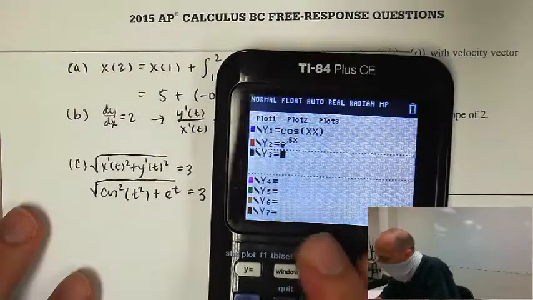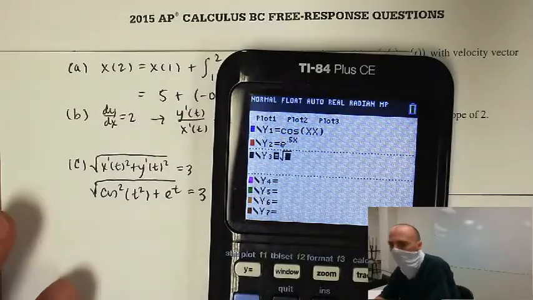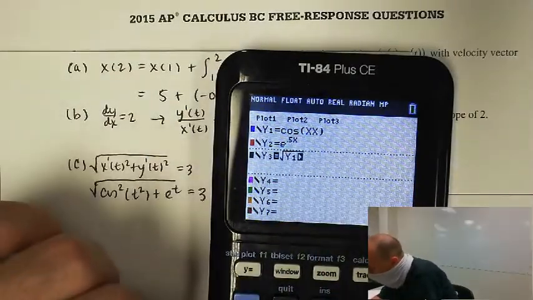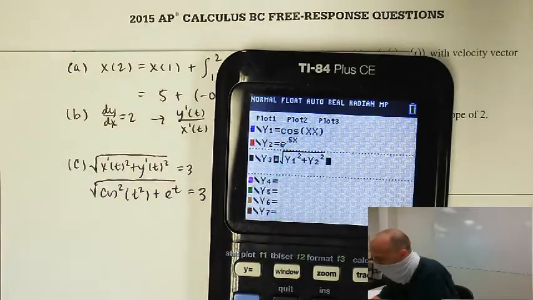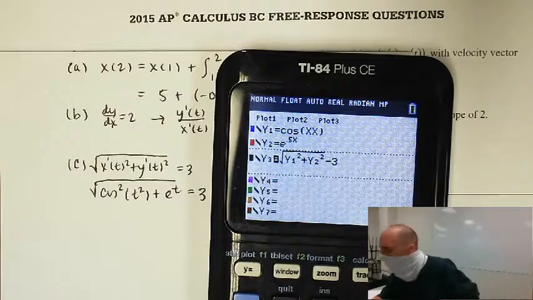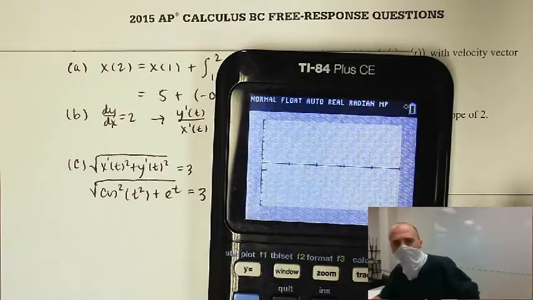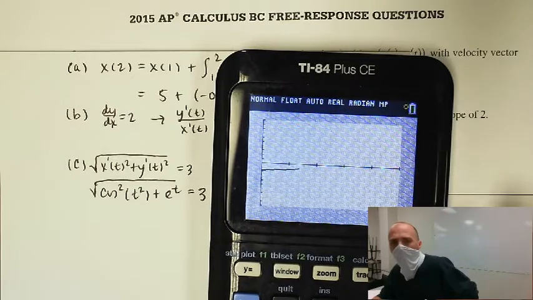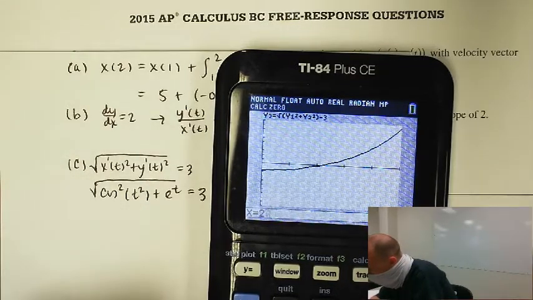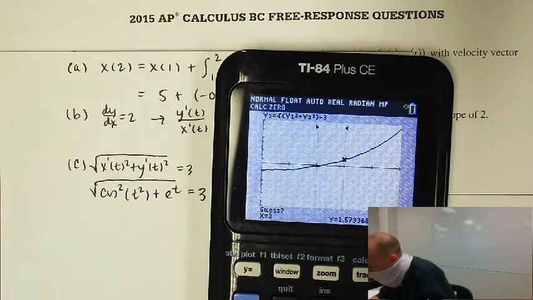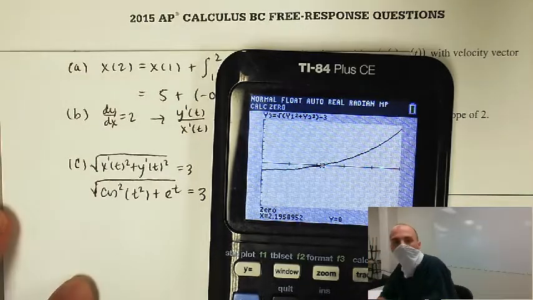Okay, so I want to take the square root of dx/dt squared plus dy/dt squared. I want it to equal 3, so I'm going to subtract 3 and see where it equals 0. I'm going to graph it on the same window because that should be fine. And it's happening. Okay, it's between 2 and 3. Looks like that's going to be all for that. Yep. All right, let's calculate a zero, 2 to 3, 2.196.